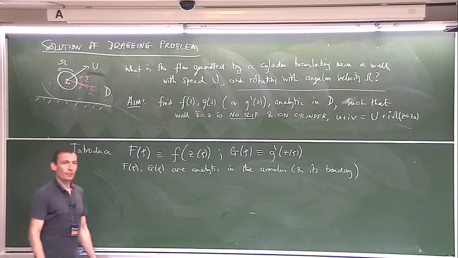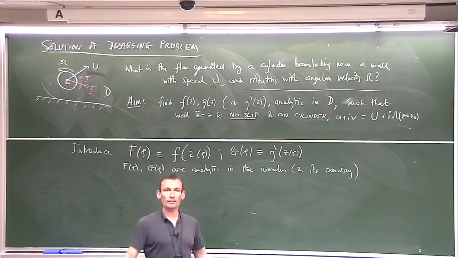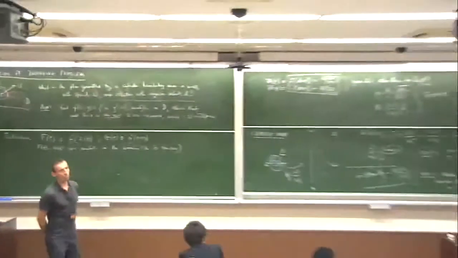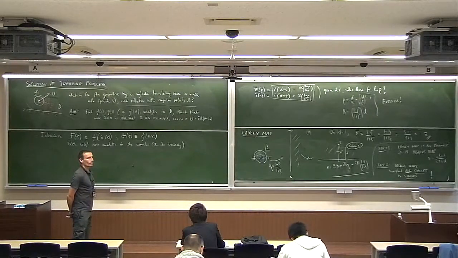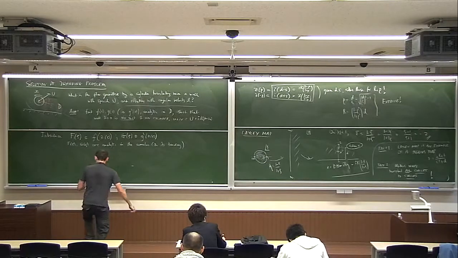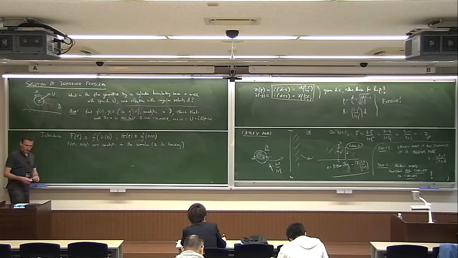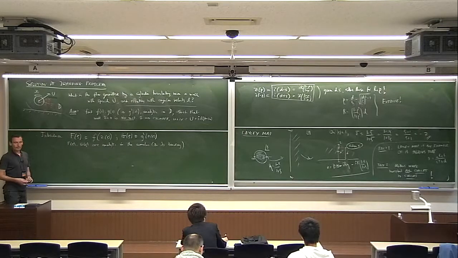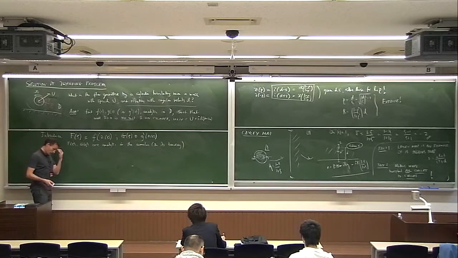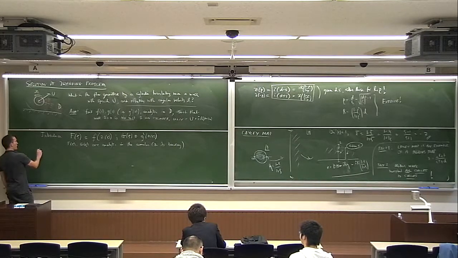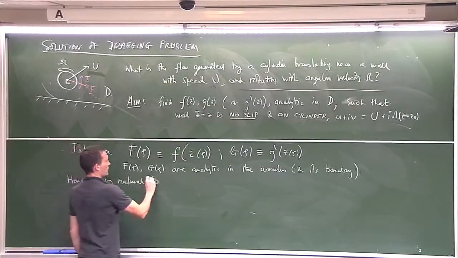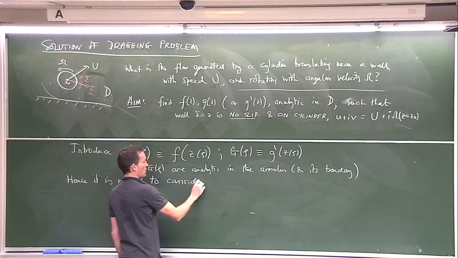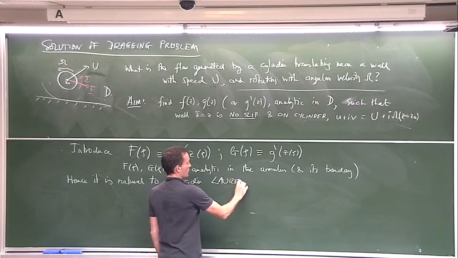Now that's good news, because I know how to represent functions that are analytic in the annulus in a uniform way. Okay? Hence, it is natural to consider Laurent series in zeta.